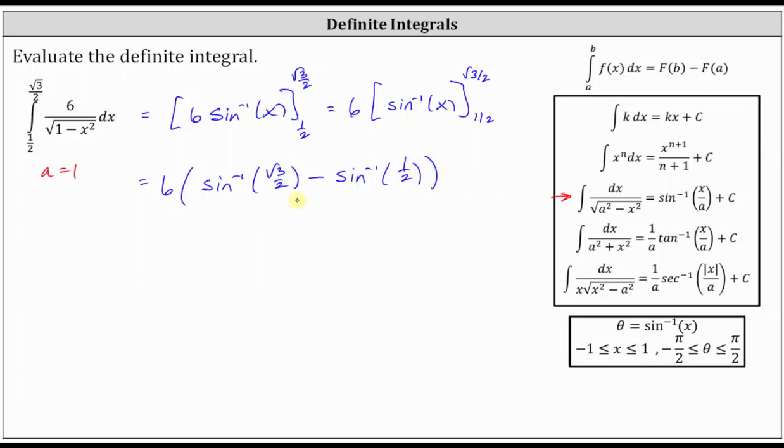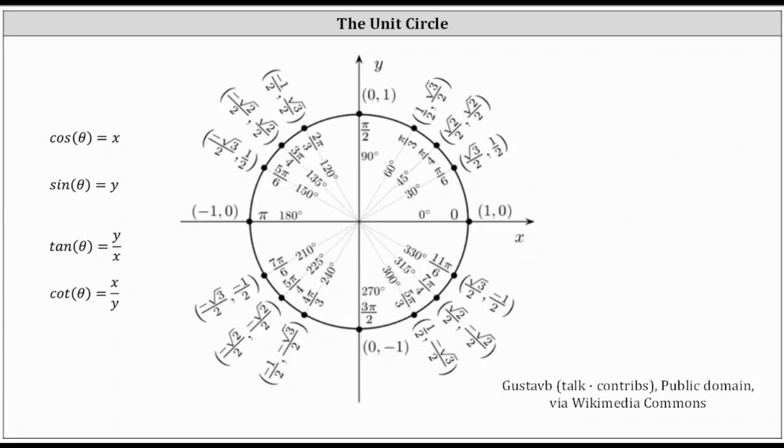Now remember, when evaluating inverse sine function values, we're determining the angle in the closed interval from negative pi divided by 2 to positive pi divided by 2 that has a sine function value of square root 3 divided by 2 and 1/2. Let's go and determine these angles using the unit circle. Again, the outputs of the inverse sine function are only on the closed interval from negative pi divided by 2 to positive pi divided by 2.